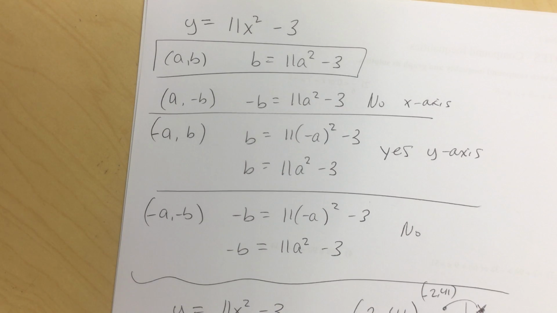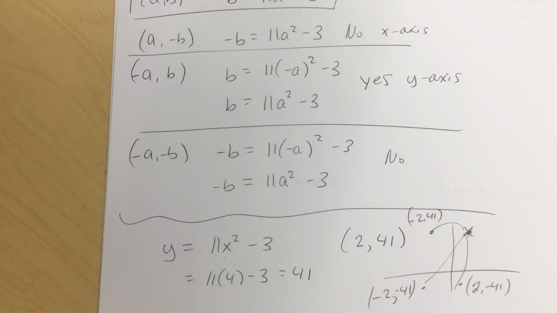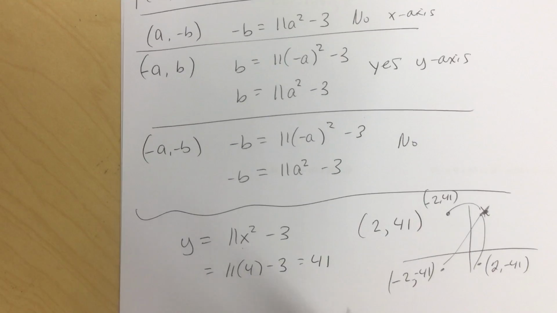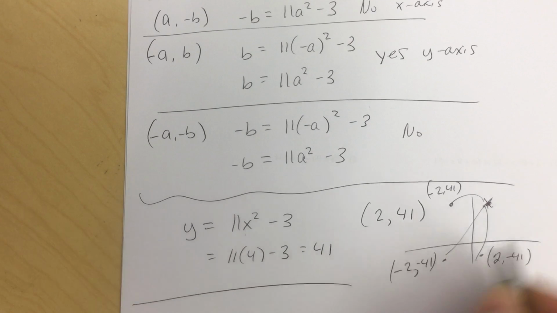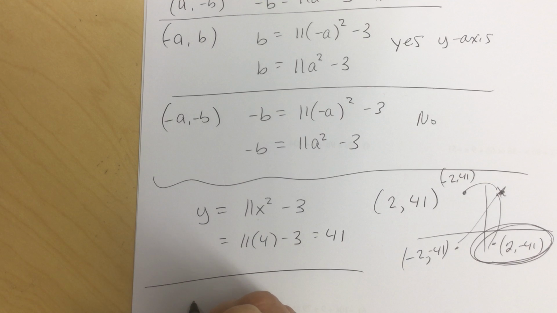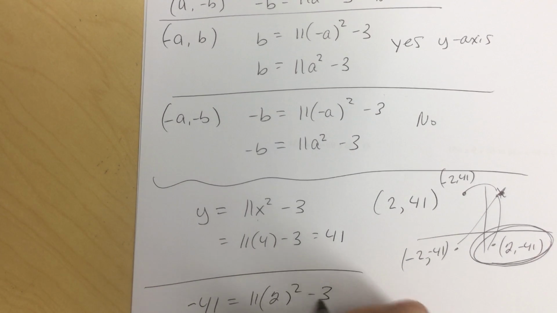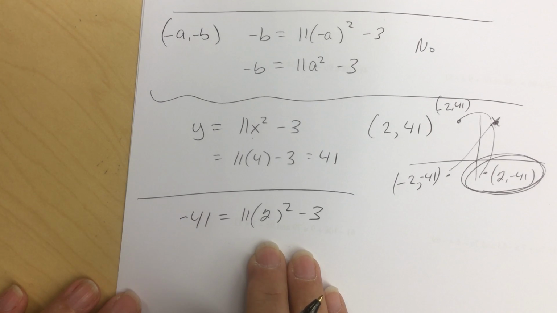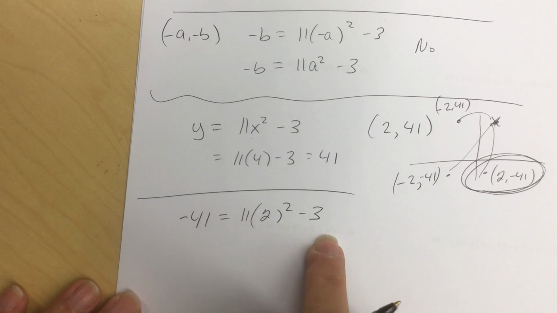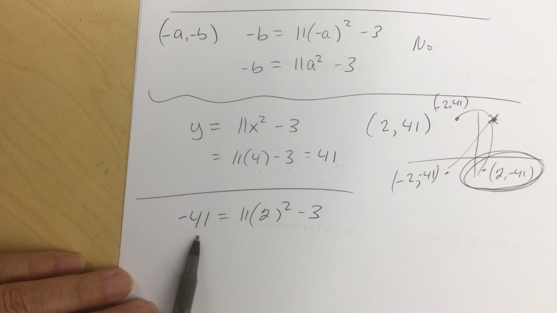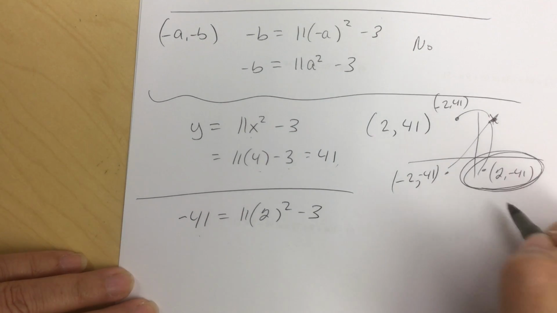But if you have to check all of them, you're just going to glance at it because it's the signs. Like, you know 2 and 41. Okay, so let me show you. If you plugged in 2 and negative 41, you're saying that negative 41 would equal 11 times 2 squared minus 3. You can just glance at that. You don't have to do the arithmetic. You can see that's a positive number. If you know that 11 times 4 minus 3 gave you 41, it's not going to give you negative 41. So that's a no.